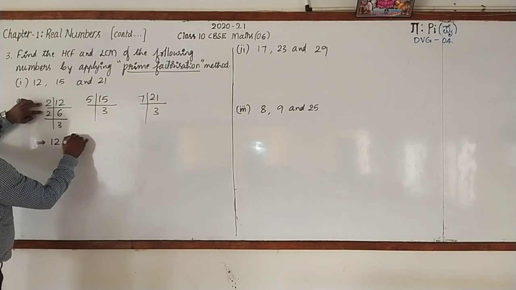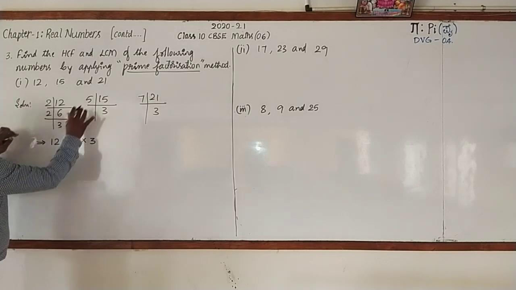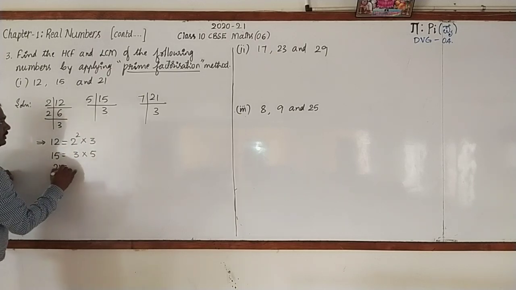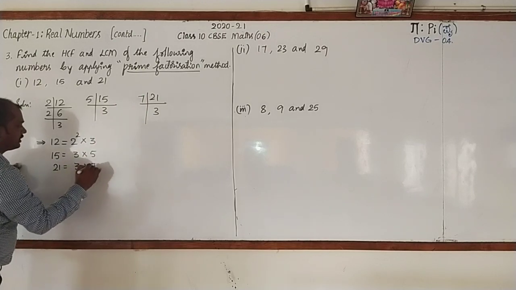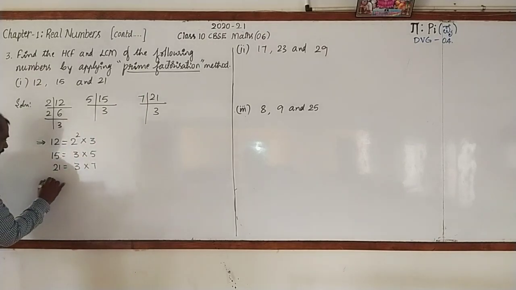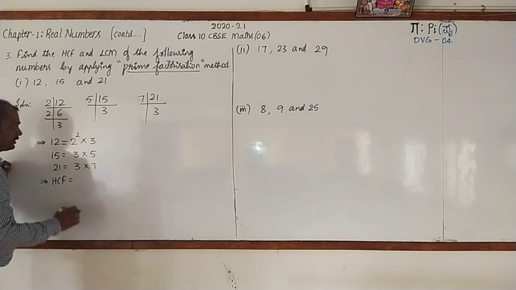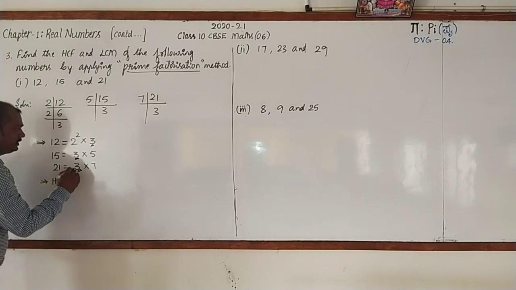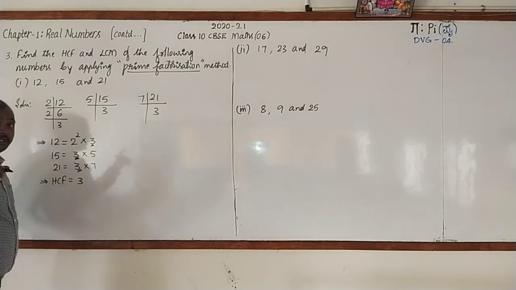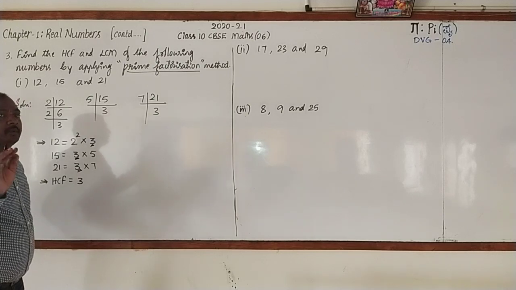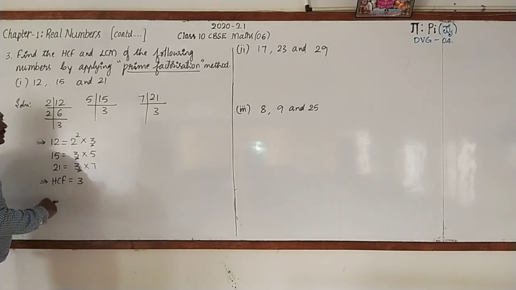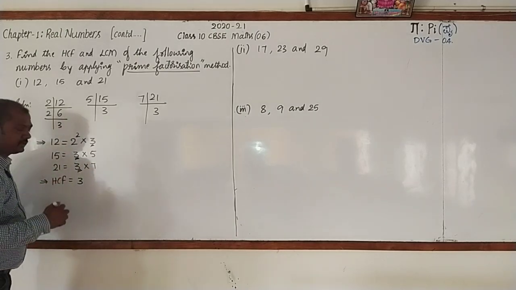12 can be written as 2 square into 3. 15 can be written as 3 into 5. And 21 can be written as 3 into 7. Got it? Now let us find out HCF. HCF means, first you have to take the common factors. What are the common factors? Here 3, 3, 3. This is the only common factor present. So you have to take the prime number which is common in all these prime factorizations. So 3 is there. Hence we can write HCF is 3.